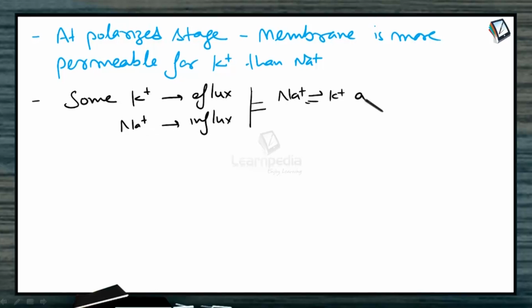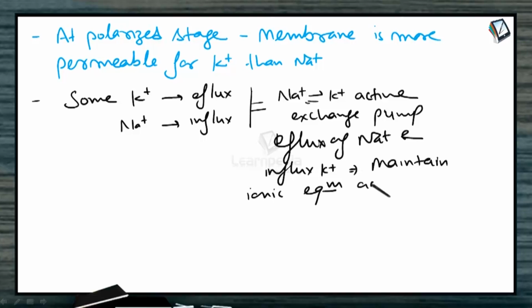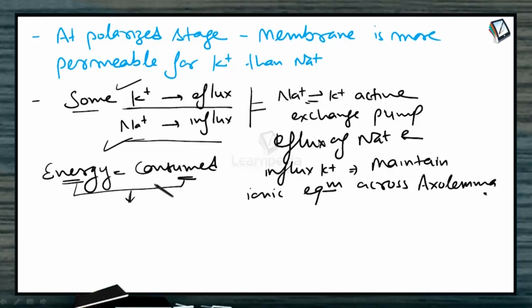Sodium potassium active exchange pump causes efflux of sodium and influx of potassium to maintain ionic equilibrium across axolemma. Here I said without any impulse, some potassium is going out. Without any disturbance or impulse, some sodium is going in. So sodium pump and the potassium pump, which work actively, will cause efflux of sodium and influx of potassium. So here I have used the word active pump, so it means energy is consumed at resting stage. So please try to notice at resting stage we are showing expenditure of some energy.